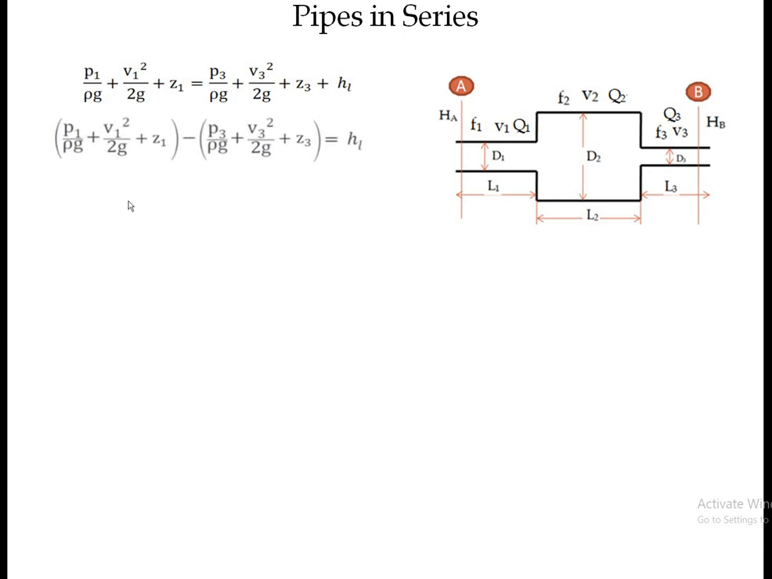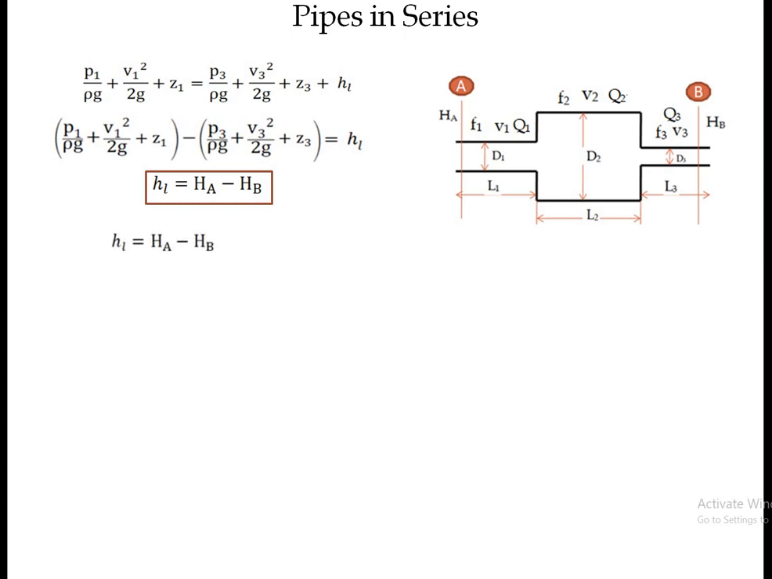Here we can see that the total head loss HL, whatever head loss there is between section A and section B, is equal to the total head at section A, that is P1 upon rho g plus V1 square upon 2g plus Z1, minus the total head available at section B. So HL equals HA minus HB, where HA is the total head available at section A and HB is the total head available at section B. This is the head loss when fluid flows from section A to section B.